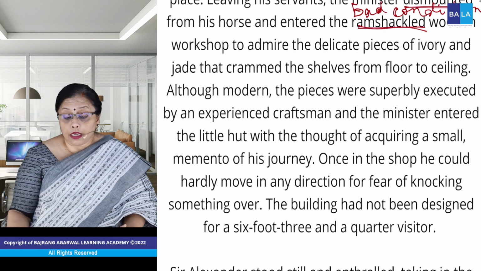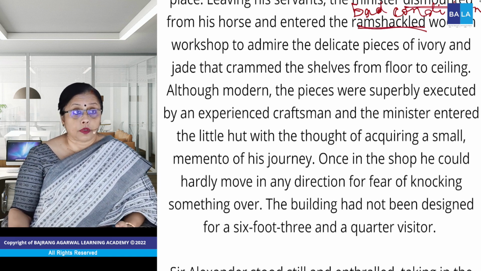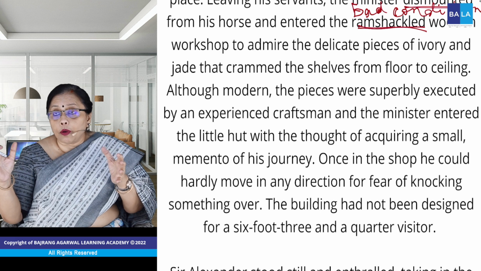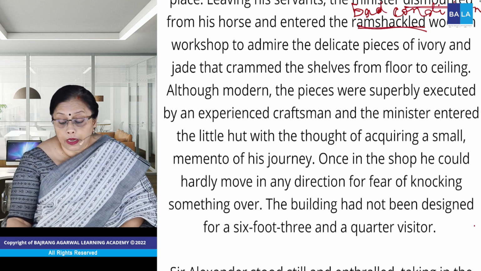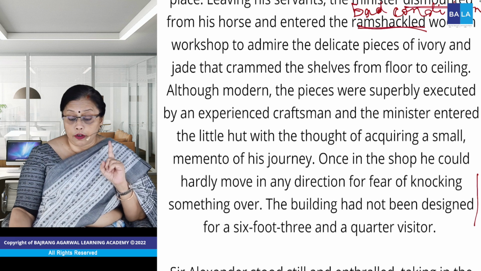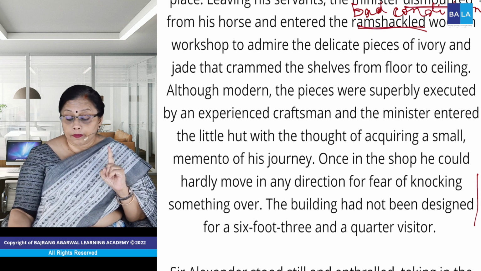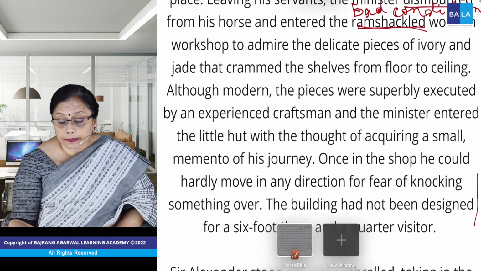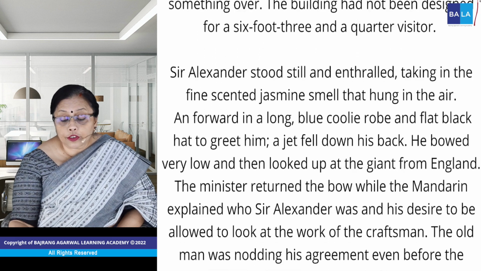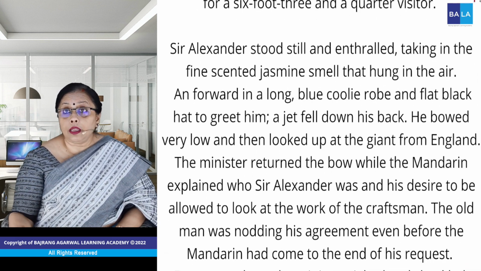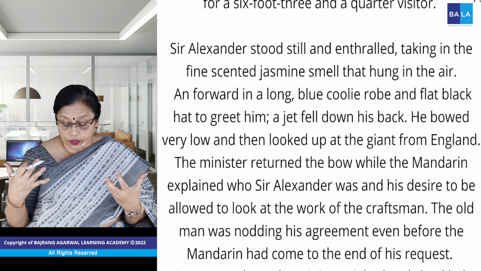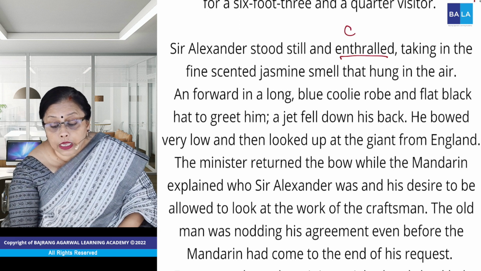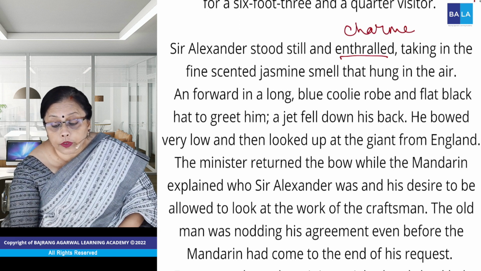Once in the shop, he could hardly move in any direction. Why? Because it was such a small shop, and if he moved here and there, all the small statues would come falling down. The building had not been designed for him because, remember, he was a 6'3" man, 6'3" and a quarter. So it was a big building. So Alexander stood still and enthralled. He was absolutely mesmerized. When you say enthralled, I'll give you an easier word. He was actually charmed. Okay?